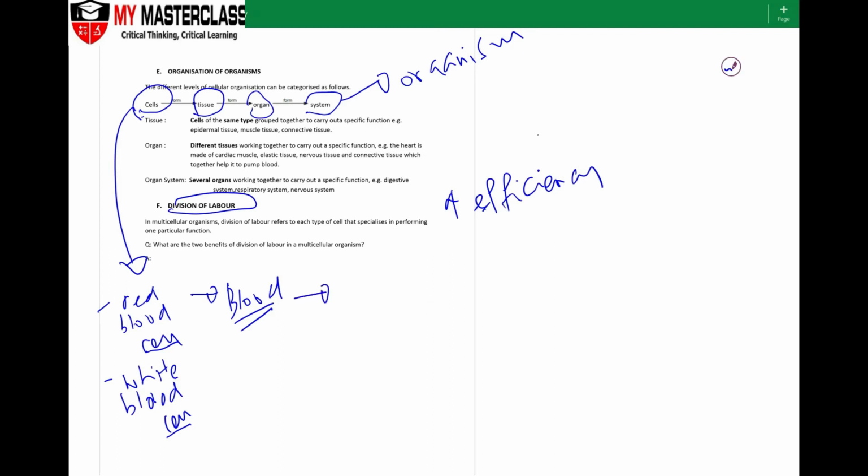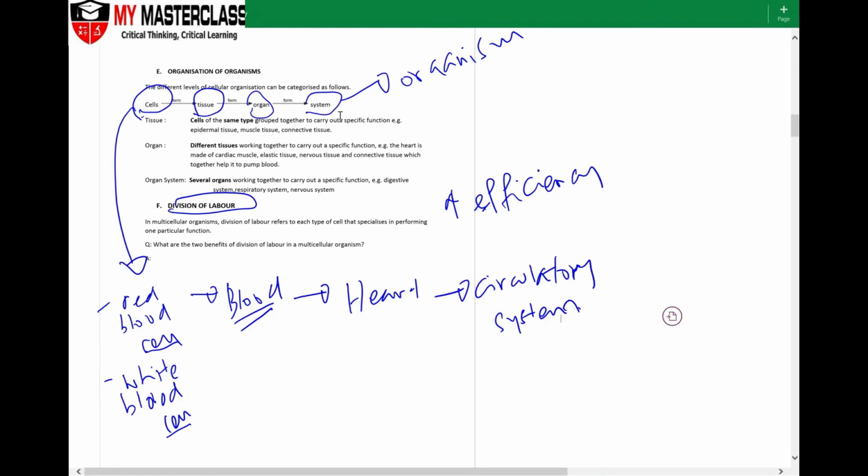Okay, so blood will eventually flow back into the heart, and the heart is part of the circulatory system. Circulatory because it circulates around the body itself. Okay, now that's the end of this chapter.